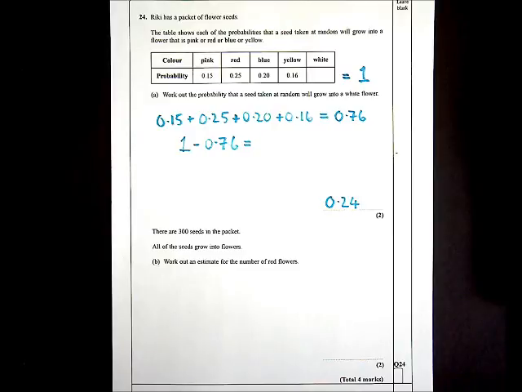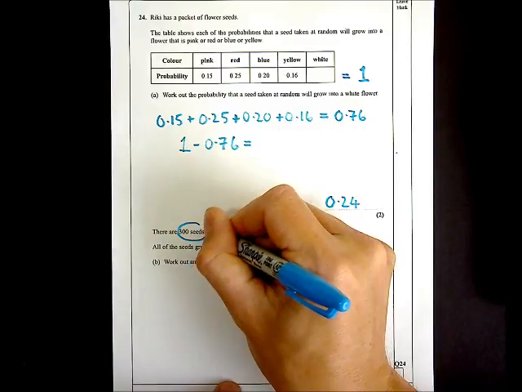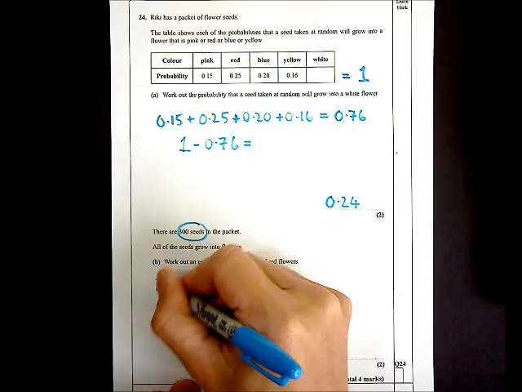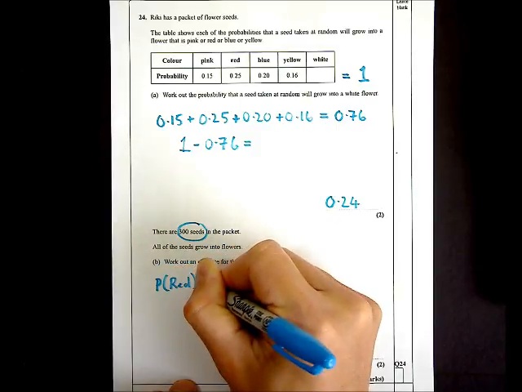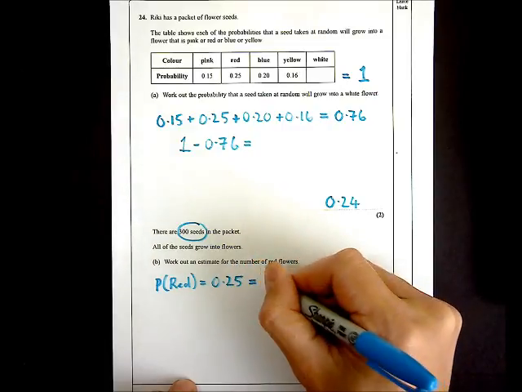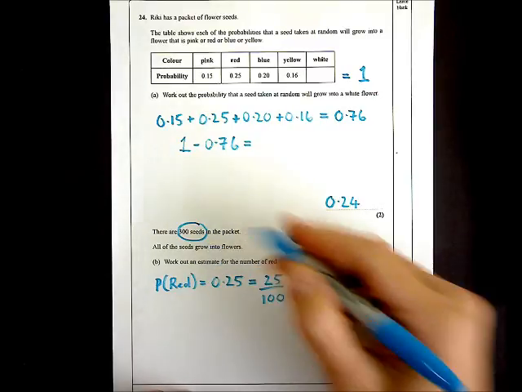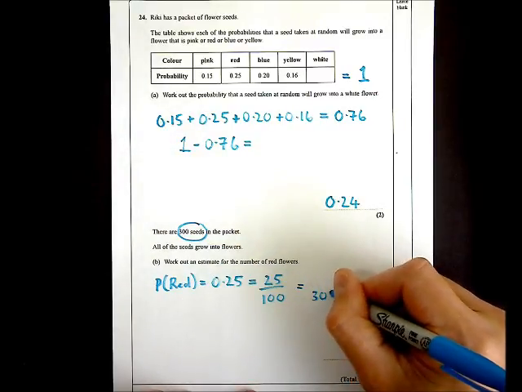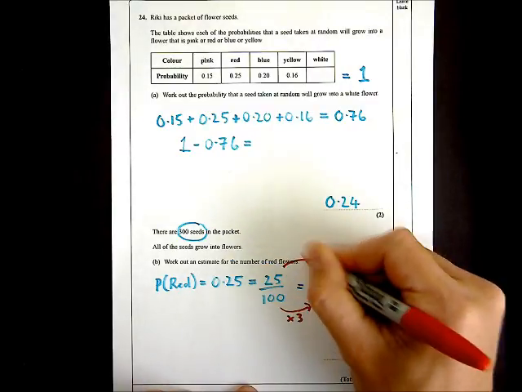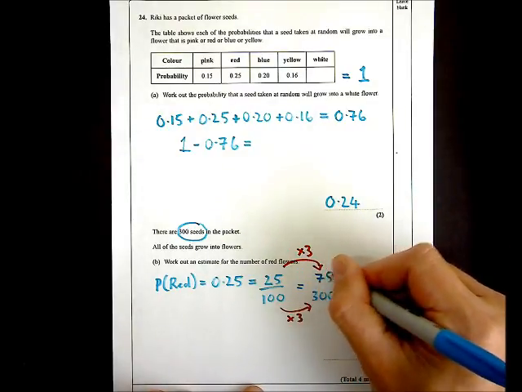In part B, I'm asked to work out an estimate for the number of red flowers if there are 300 seeds in the packet. A couple of ways of doing this. First off, the probability of red is 0.25. And as a fraction, that would be 25 out of 100. Now I know there's 300, so I'm going to try and make this out of 300. And to do that, I'm going to multiply by 3. So if I multiply the numerator by 3 as well, 25 times 3 is 75.